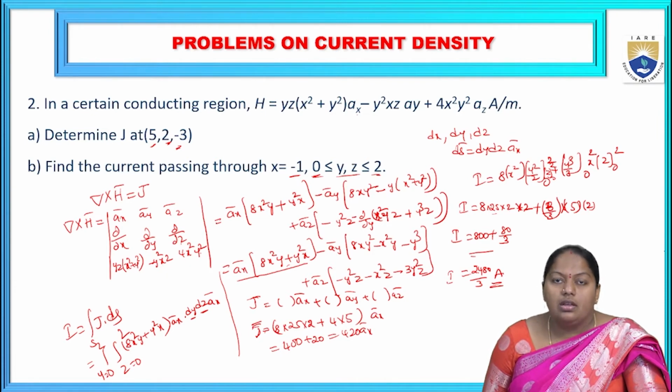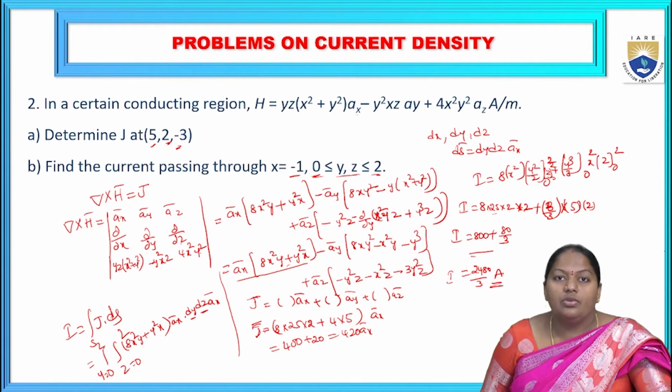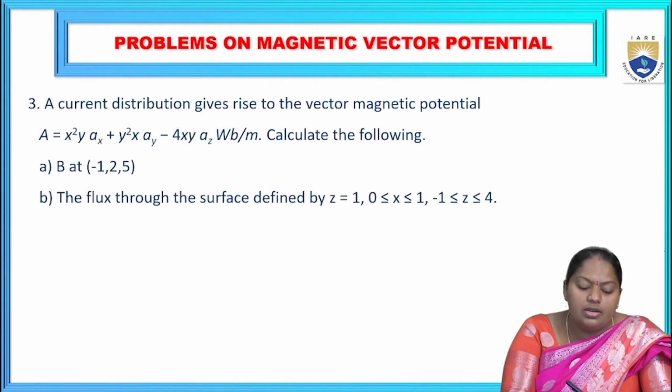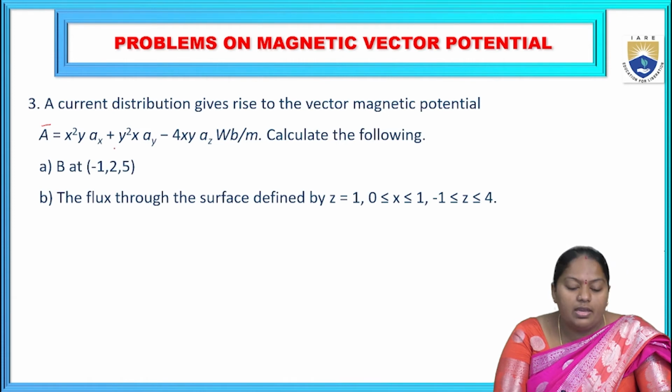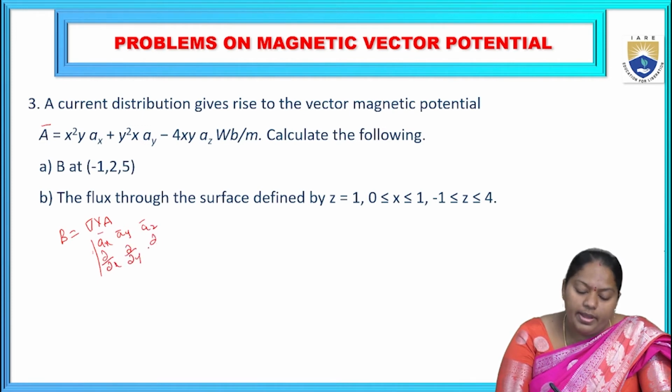From that, current calculations are performed with the help of the point form of Maxwell's equation, Ampere's circuit law. Next, a current distribution gives rise to the vector magnetic potential A bar given by x square y ax plus y square x ay minus 4xy az Weber per meter. Then calculate the following: B at minus 1, 2, 5 and the flux through the surface defined by. So a vector magnetic potential is given, we need to find B. So B is equal to del cross A, and in determinant form that is ax, ay, az, dou by dou x, dou by dou y and dou by dou z.